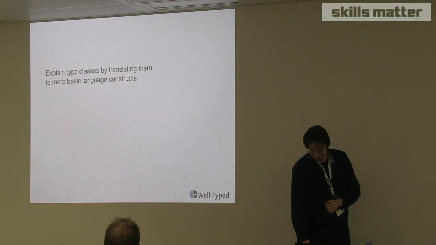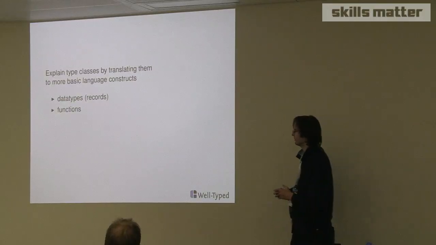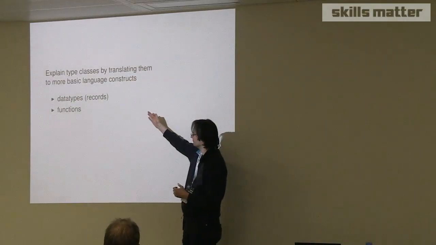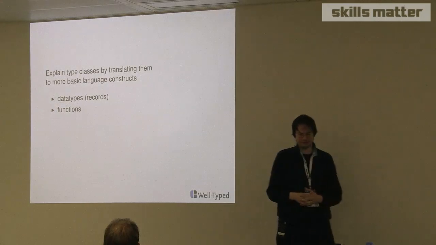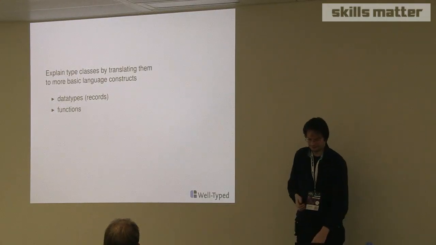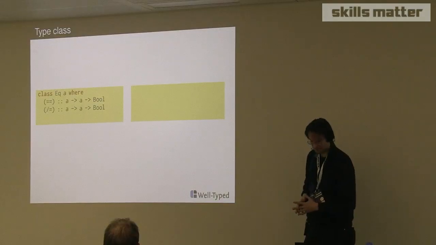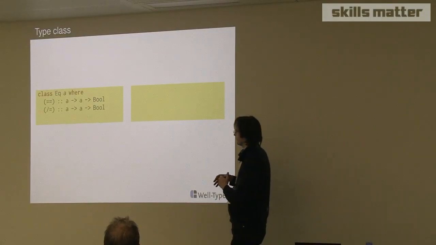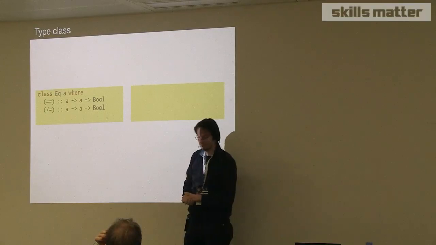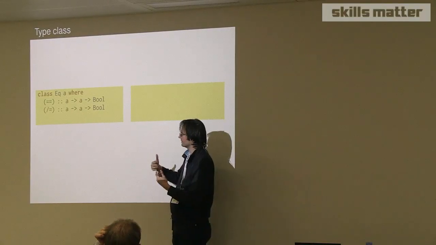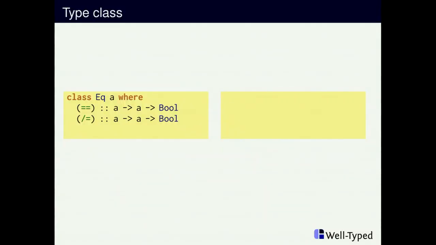Okay. In particular, we're going to use data types, record types, and functions in order to model type classes and instances. Now, how does that work? So it's relatively straightforward, actually. If you have a class declaration like this one, where the equality class is defined, and it's actually defined with two methods internally. You have a method for equality and one for inequality.